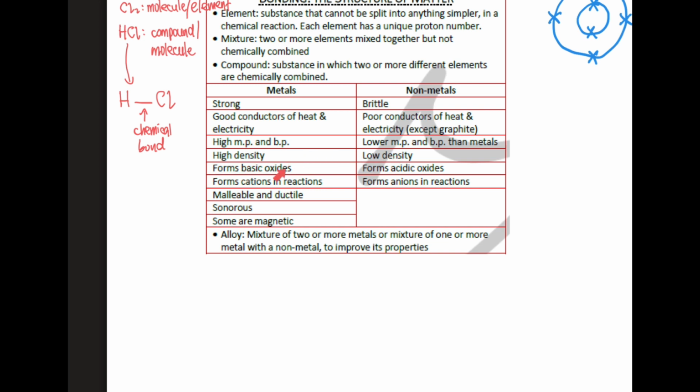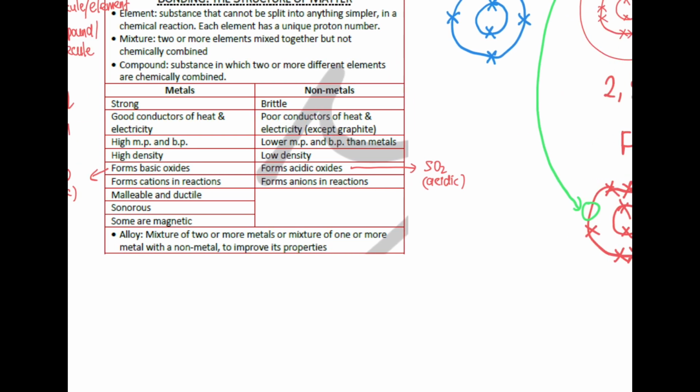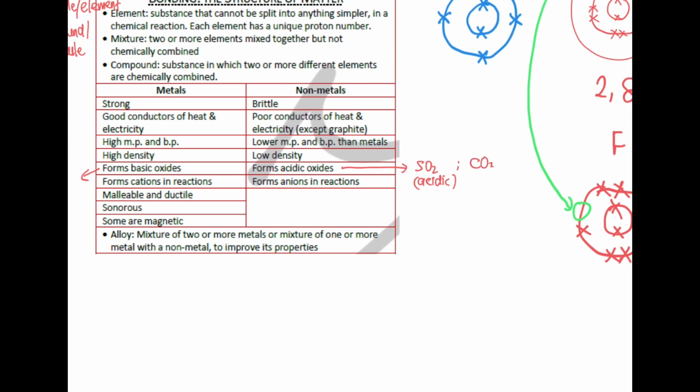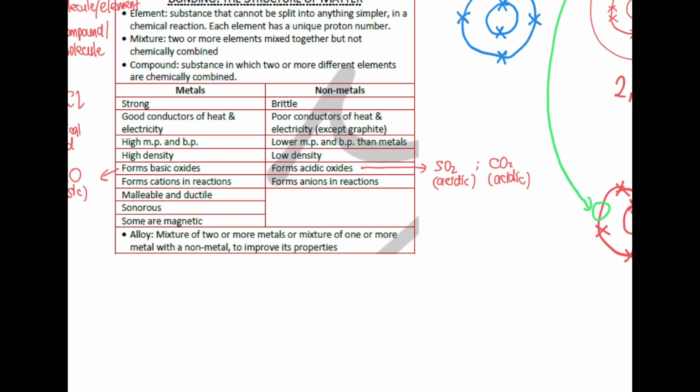Metals form basic oxides, while non-metals form acidic oxides. For example, for metal, sodium oxide is basic. For non-metal, sulfur dioxide is acidic. What else? Carbon dioxide is acidic. When you put them in water, it shows acidic properties.